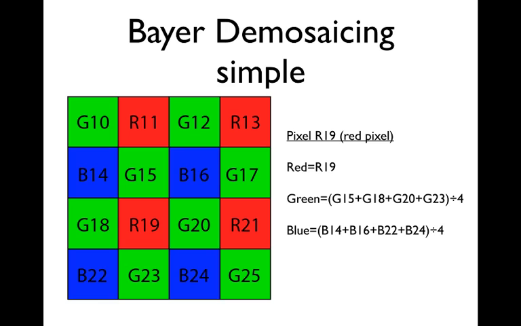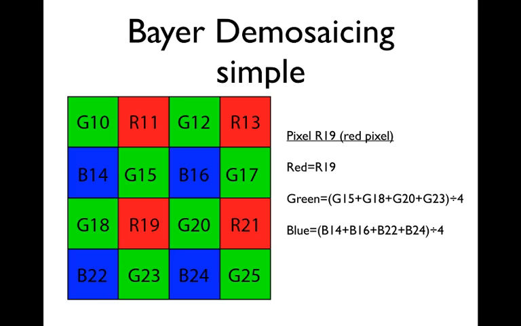To figure out the green, what they do is they take G15, add it to G20, add it to G23, add it to G18, and then divide by 4. They average the 4 greens that are around this, and that's the color of green that they stick in this pixel. Now, that's not a legitimate green value, but that's how they do it. Does that make sense? Then for the blue value, they take B14, add it to B16, add it to B24, to B22. They add those 4 up, divide by 4. That's the blue value that goes into here. It's not real, but that's how they do it. Does that sort of make sense?